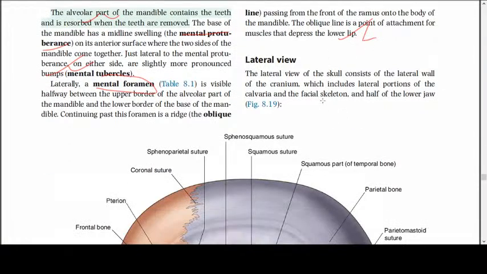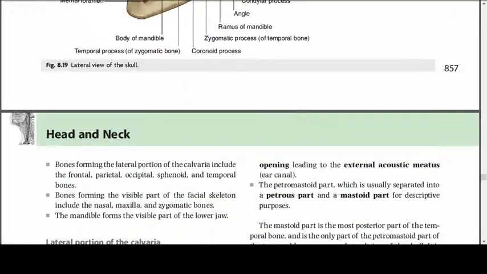Okay, lateral view. The lateral view of the skull consists of the lateral wall of the cranium, which includes the lateral portion of the calvaria. Calvaria, as we have already talked about, is the part which protects the uppermost part of the brain. So in this figure, this is the calvaria. It acts as a cup, and then the facial skeleton.